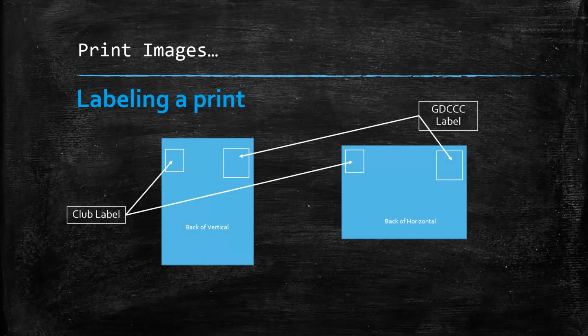There's a sample of a vertical print or a horizontal, and then the GDCC label, if your print goes up for GDCC competition, will be put on the right corner. Sometimes special competitions will come up and they'll find other spots on the back to put it. But by and large, those are the two labels that you're going to see. And you always have to reserve this right corner for the GDCC label.